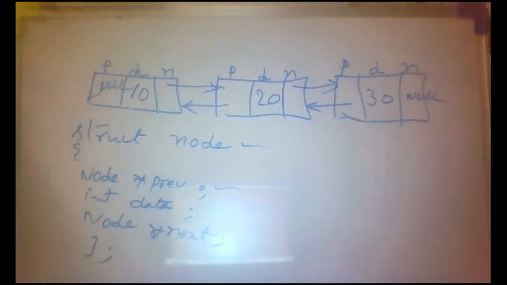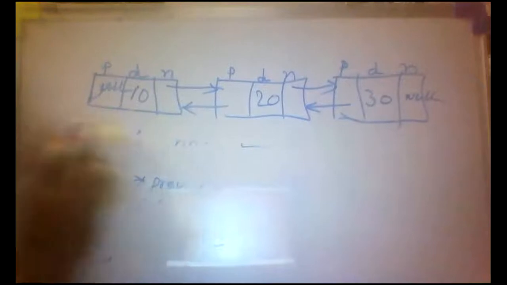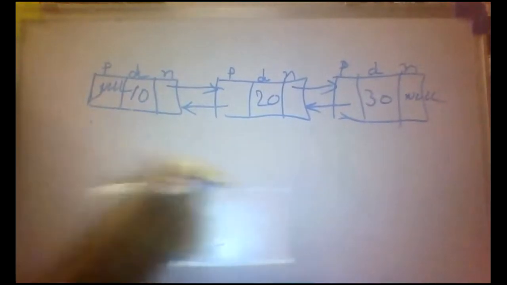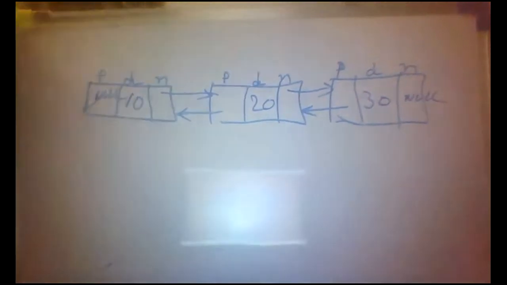Then how to insert an element into the double linked list? Simply, how to insert an element. First of all, you want to create a new node.